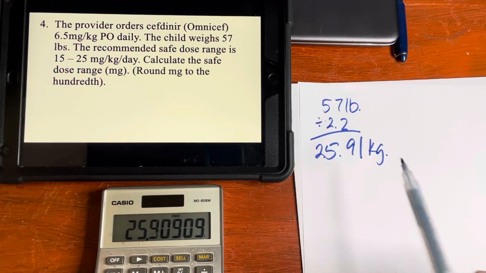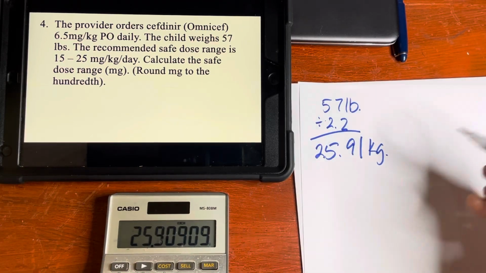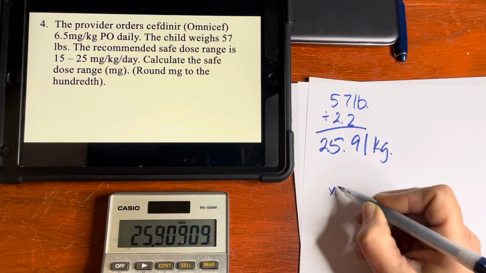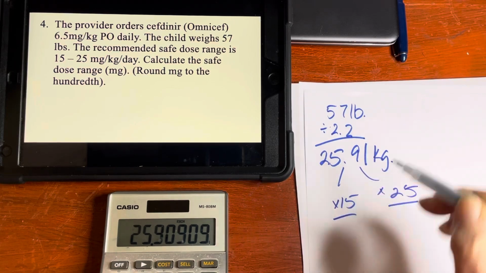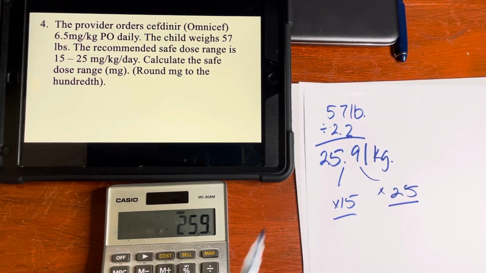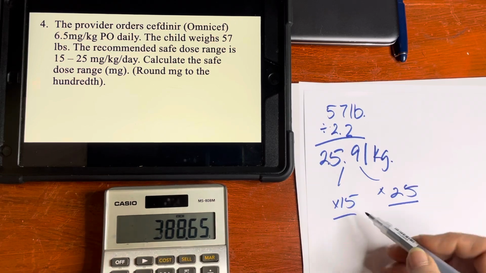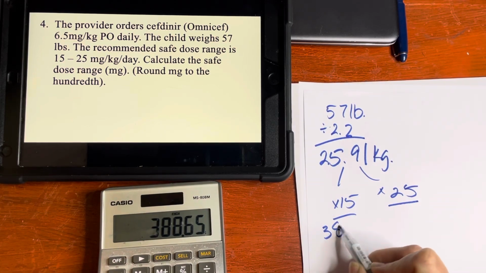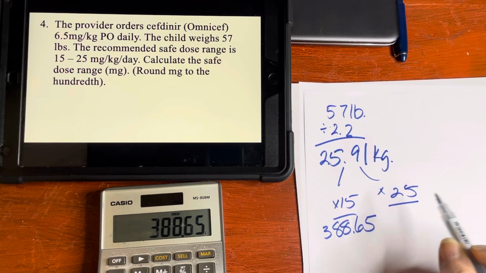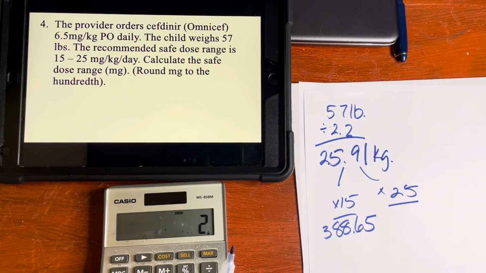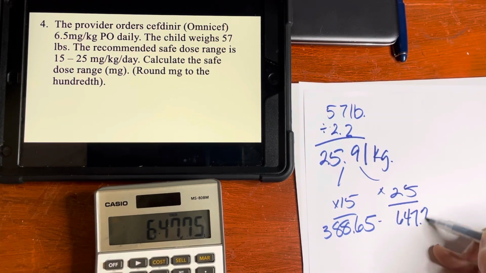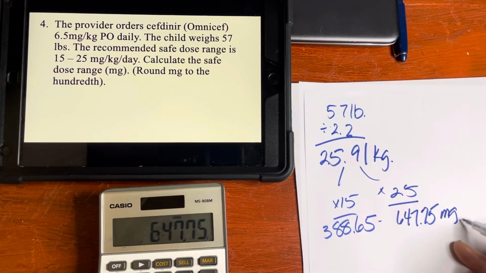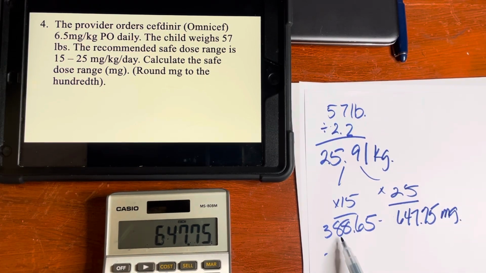Now, then we have to take this 25.91 kilograms and do it times 15 and times 25. That's how I'm going to do that. Okay. 25.91 times 15 is 388.65. And then 25.91 times 25 is 647.75 milligrams. Okay? This is our range.